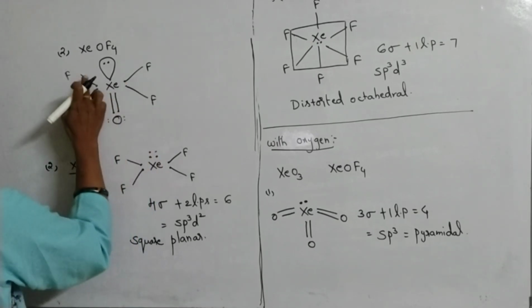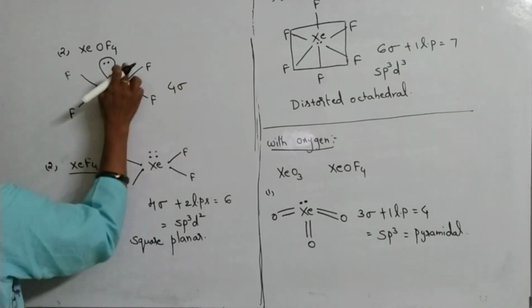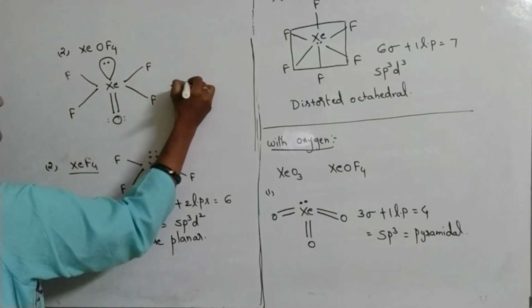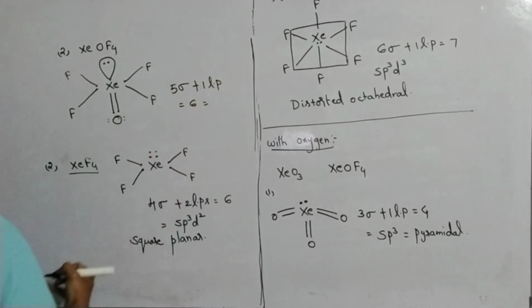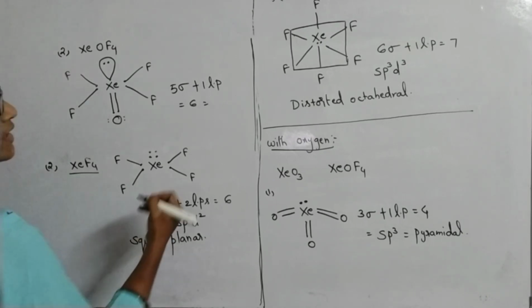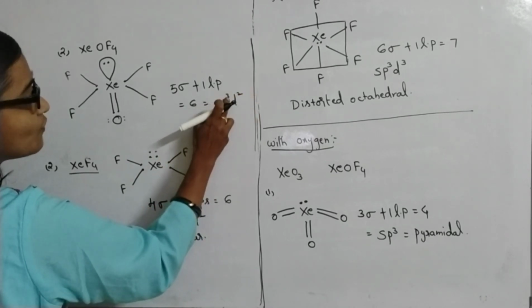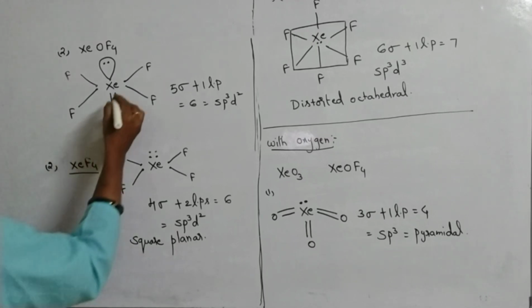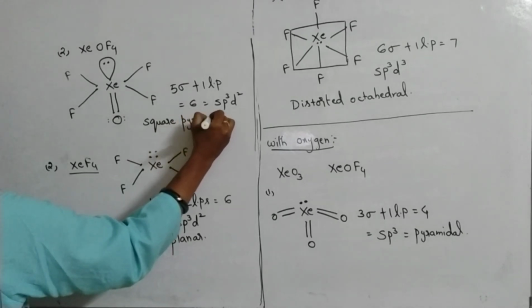So here how many sigma bonds are you finding? 1, 2, 3, 4, 5 sigma bonds. Even in the double bond you will find 1 sigma bond. So totally 5 sigma bonds and 1 lone pair of electrons. So total is 6. If total is 6, the hybridization will be what? sp3d2 hybridization. 1 plus 3, 4, 4 plus 2, 6. For this, the shape is what? Square pyramidal shape.